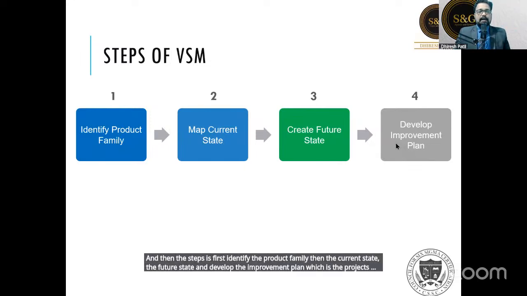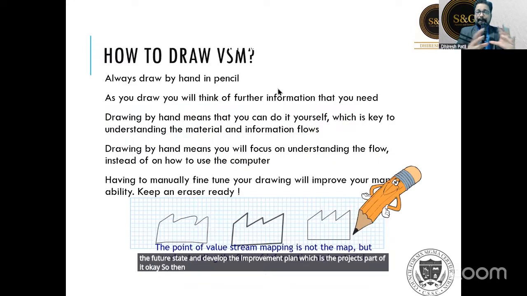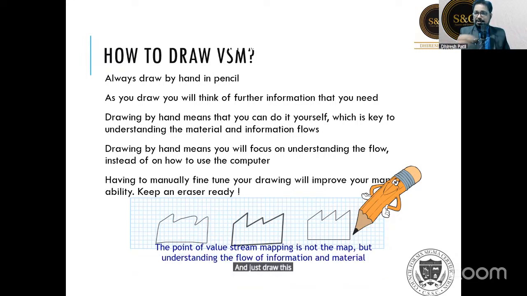Then we understood the best way of making VSM is by just pen and paper, the pencil and paper, and just walk along with this entire process and draw this as you go along. Just draw this on a piece of paper. Then you can convert it into electronic format.